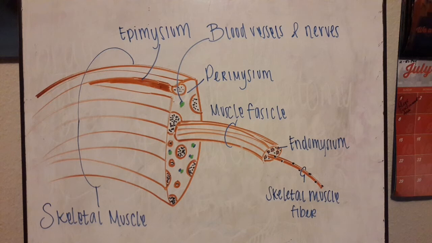So here we have the epimysium, which surrounds the muscle. We also have the perimysium, and it surrounds the compartments, also known as the fascicles, which are bundles of muscle fibers. And we have the endomysium, which surrounds each skeletal muscle fiber.